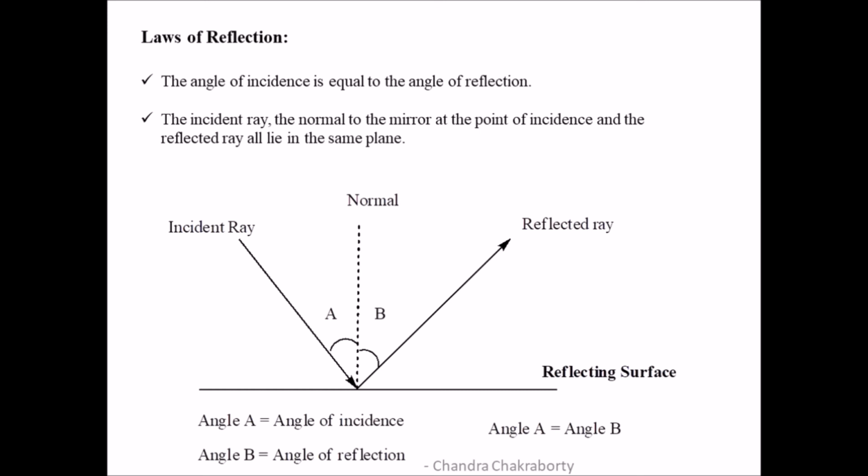The second law of reflection states that the incident ray, the normal to the mirror at the point of incidence, and the reflected ray all lie in the same plane. In this image, the incident ray, the normal to the point of incidence, and the reflected ray all are lying on the same plane, on the same reflecting surface.